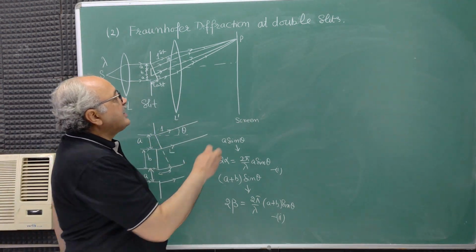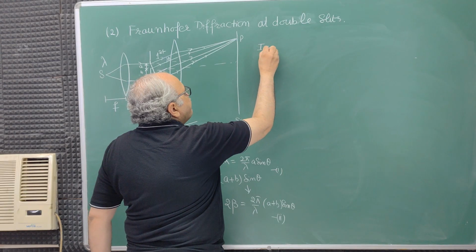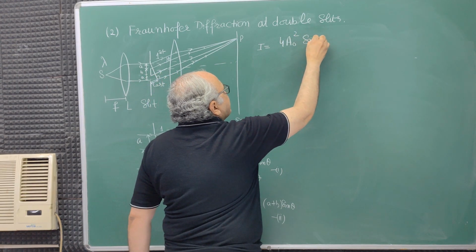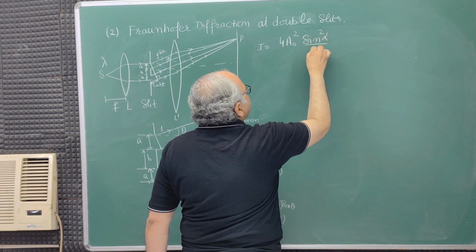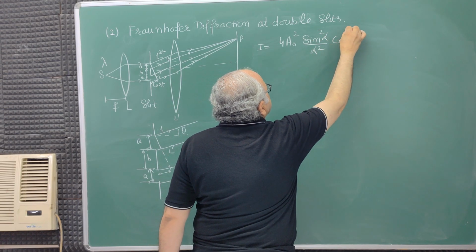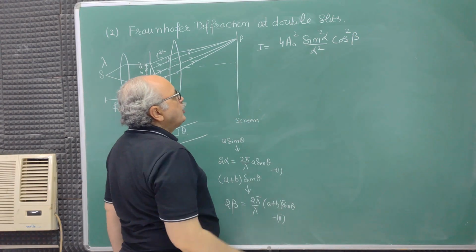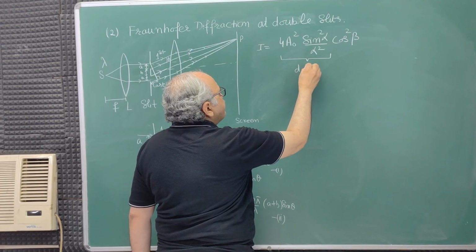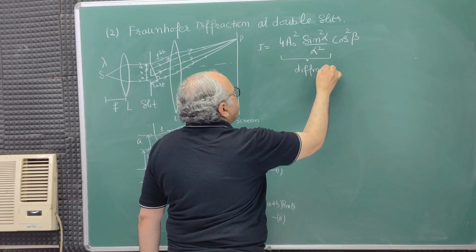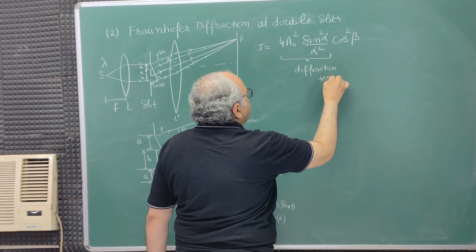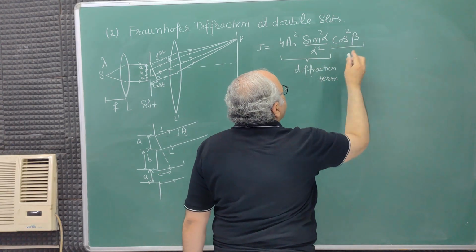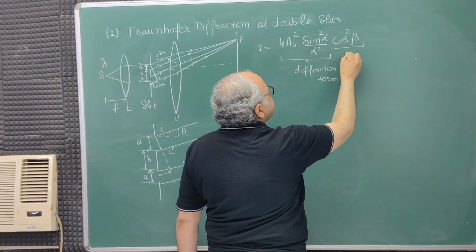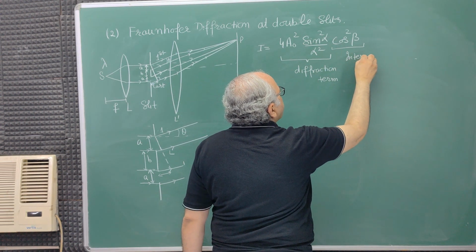If we solve it for the intensity of the light, we get the intensity as 4 a0 square sine square alpha divided by alpha square, and cos square beta. Look, this is going to be the diffraction term, and this is going to be, you can include the 4 on that side also, it depends. This is basically an interference term.